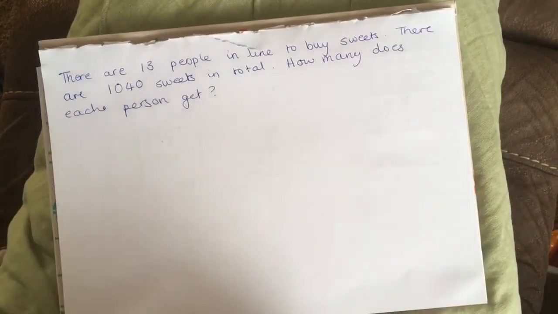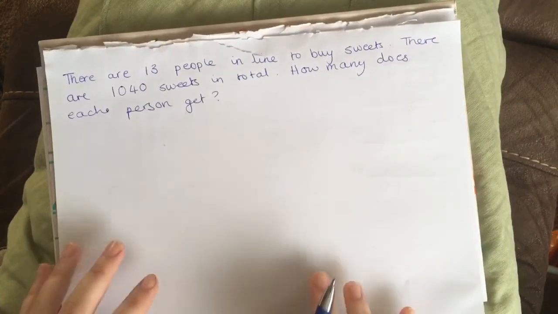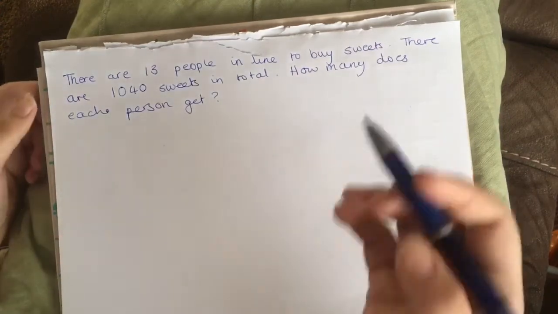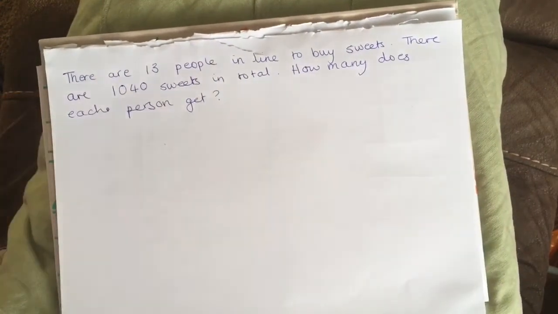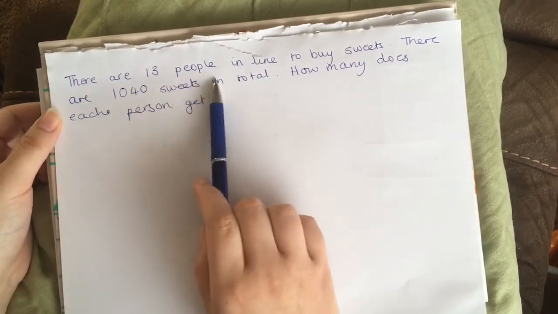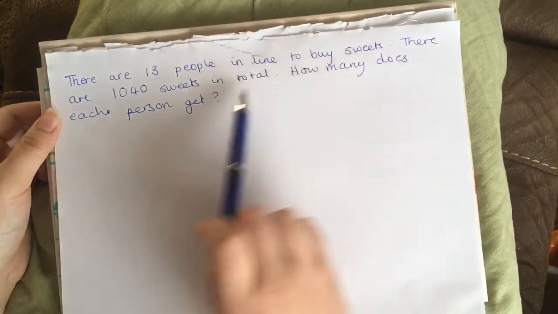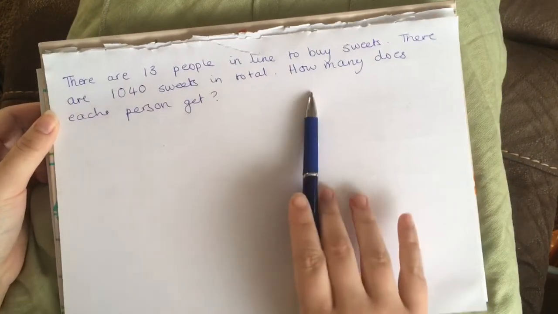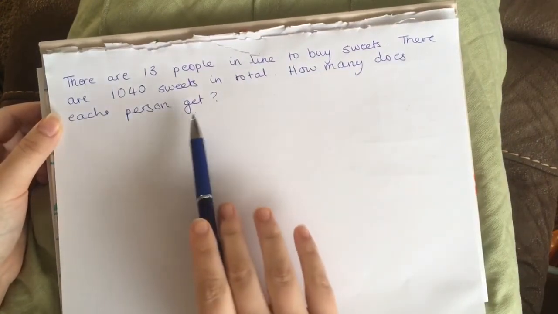So you might get a question like this, a word problem that involves long division. So let's have a look at picking out the information together. It says, there are 13 people in line to buy sweets. There are 1,040 sweets in total. How many does each person get?